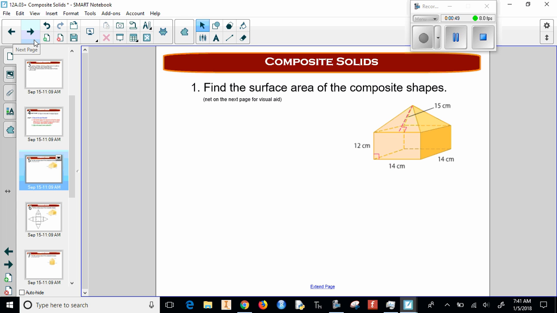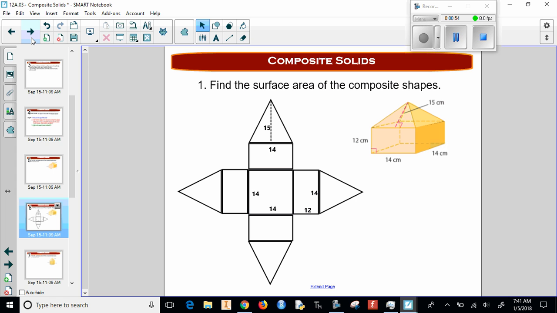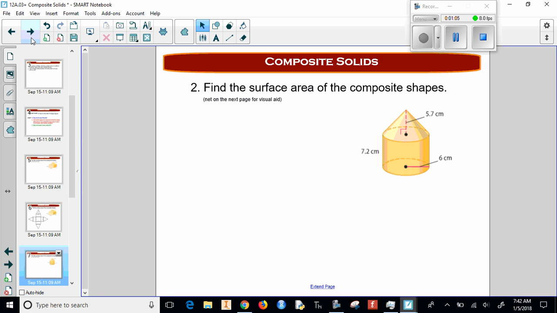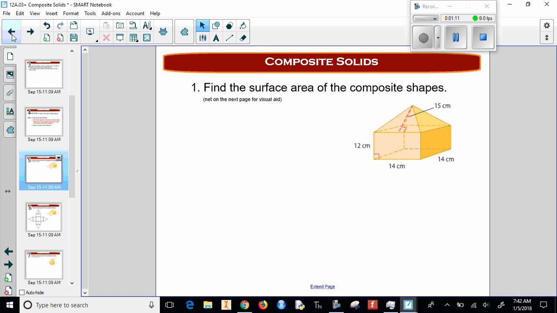There are many ways we can unfold this into a net, but this is one of them, where it just kind of folds out. Once we have this drawn out, we can find the area of each of these sections. And once we find the area of each section, then we'll add them up to get the surface area.